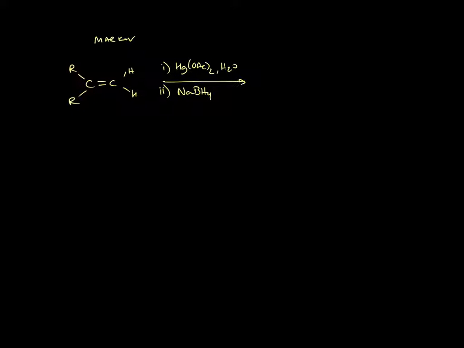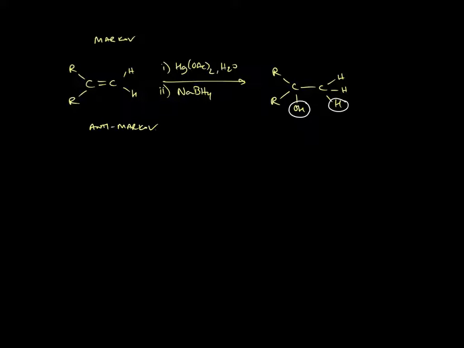This was oxymercuration demercuration. So in the first step, we put an OH on the side with the carbons, so that would be over here, and we would put a mercury on the right side, or the side with more H's. In the second step, we kick that mercury off with H, and we would end up attaching this OH on the side with less H's, and the H on the side with more H's. So let's look at how to do this in anti-Markovnikov fashion.